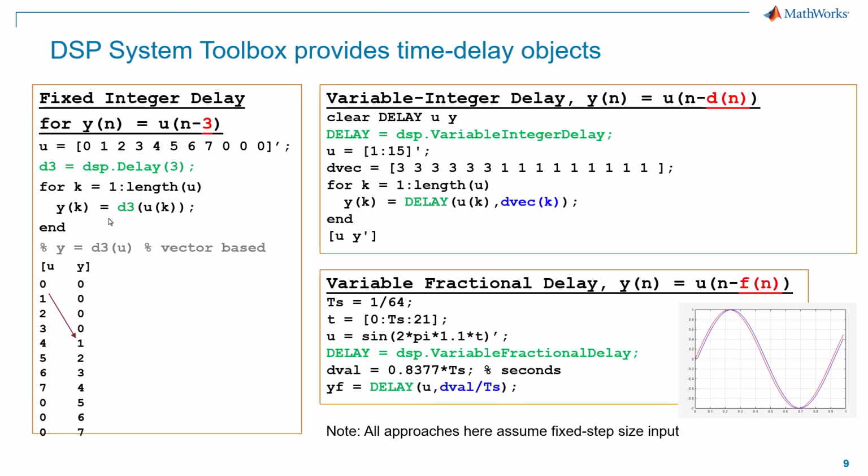Notice all the indexing and buffering is taken care of for you. You can implement this in a sample-by-sample use case, as I'm showing here, or you can use a vector-based case where, again, there's no indexing at all. It just does it all for you.